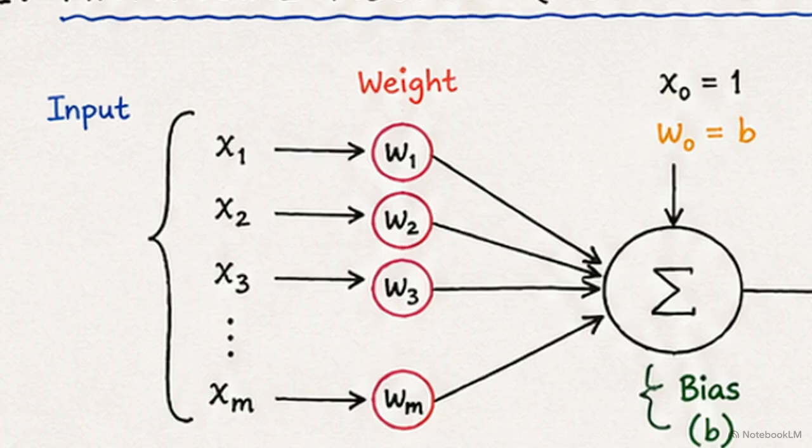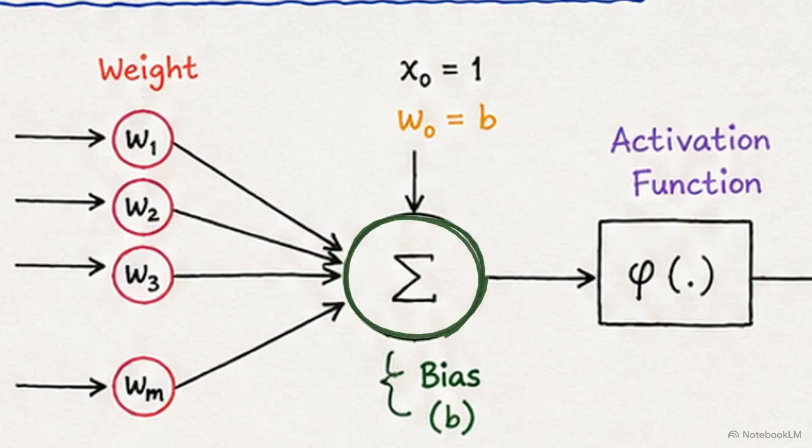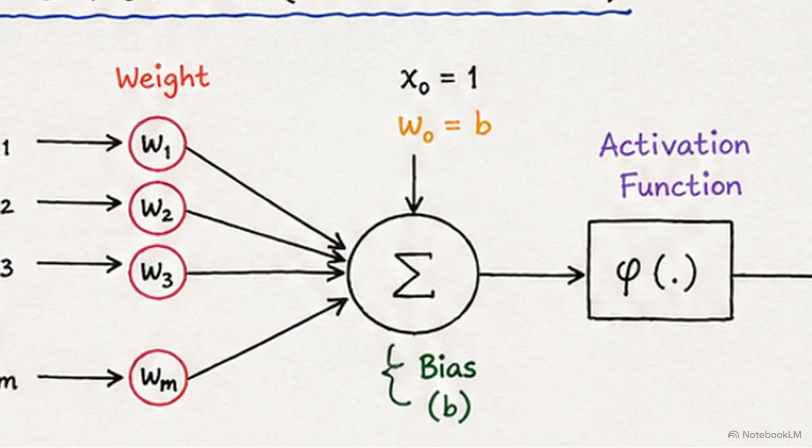Moving to the center, the neuron collects all of those weighted inputs and adds them together inside this summation node. We also add a baseline value called the bias, or lowercase b, which shifts the total sum up or down to help the neuron trigger at the correct threshold.